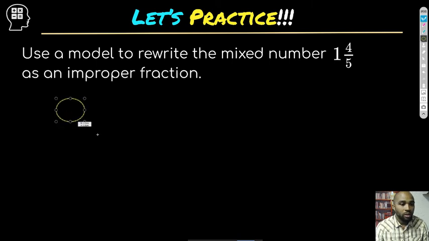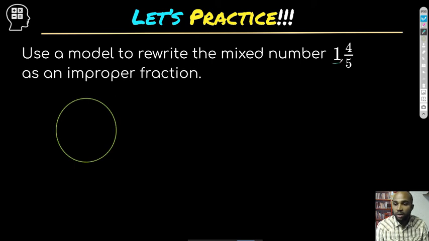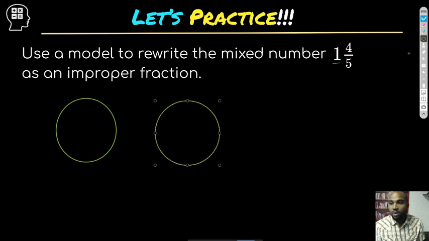I'm going to get a whole piece. Why am I getting a whole piece, actually? Well, because it says right here 1. And I know there's going to be one whole piece, and it looks like it's going to be a little bit more, so I'm going to go ahead and draw 2 circles. I'm going to draw another circle. And I know these are going to be added together.